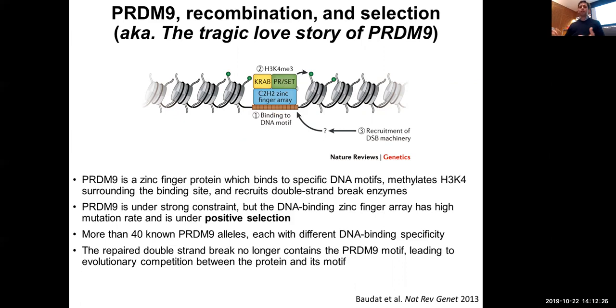So instead, PRDM9 accumulates protein-coding mutations that change its binding specificity to find a slightly different motif somewhere else in the genome. And as soon as it finds that one, it's in love again, and it will break it again. And it'll have to find another love. Everybody with me so far? Great.